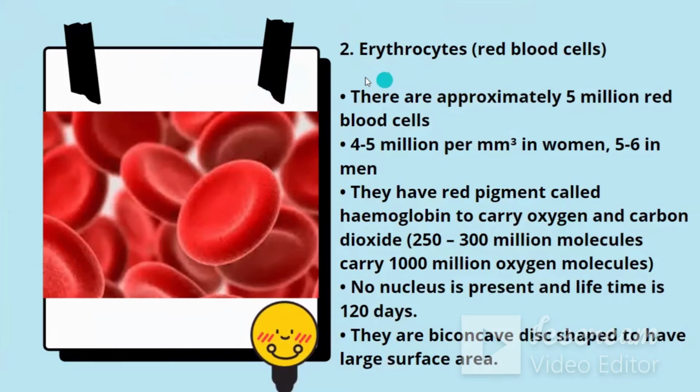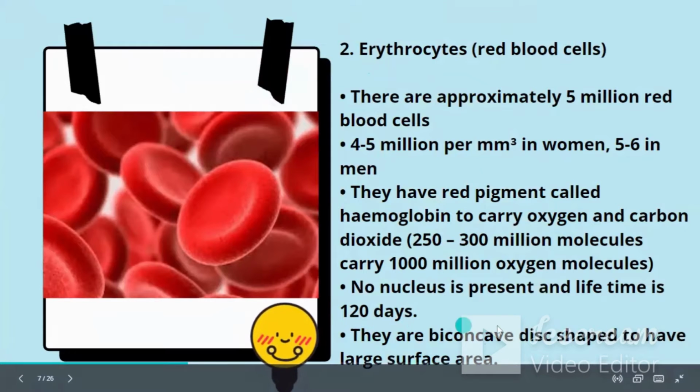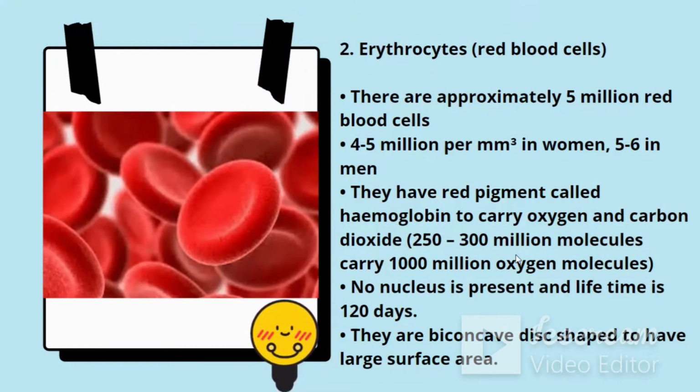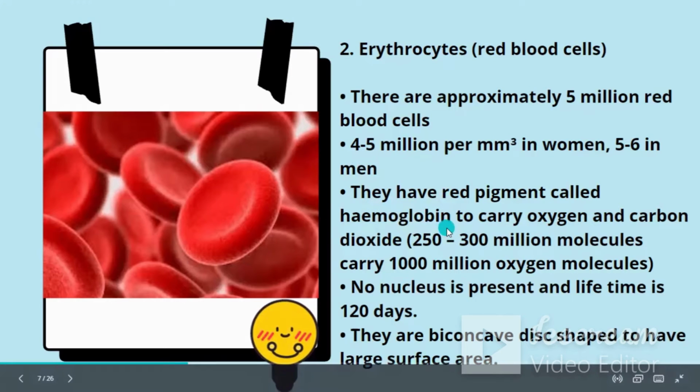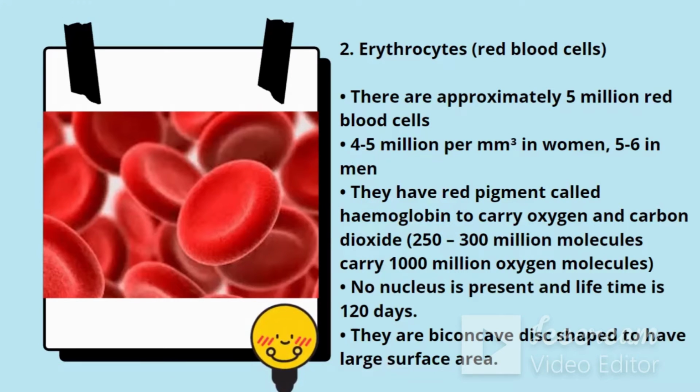The scientific word for red blood cells is erythrocytes. They have no nucleus and their lifetime is 120 days. They have a specific shape called biconcave disc shape, and they carry a pigment called hemoglobin. One hemoglobin molecule can join with 4 oxygen molecules, and carbon dioxide also binds. That's how oxygen and carbon dioxide travel around the body.